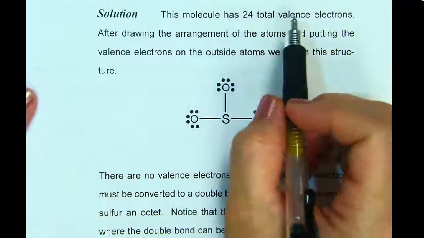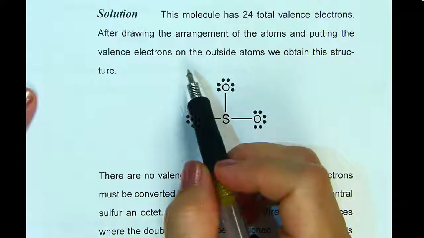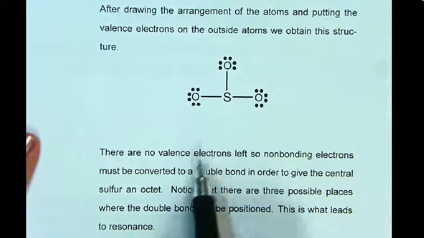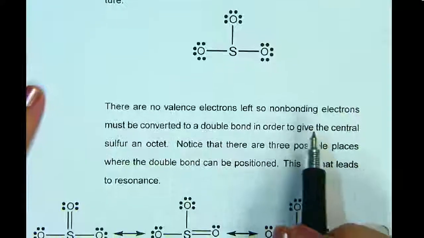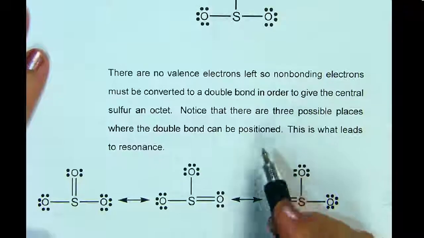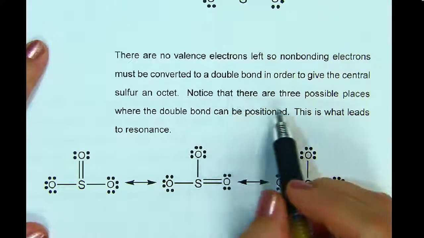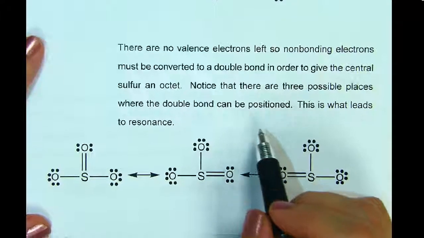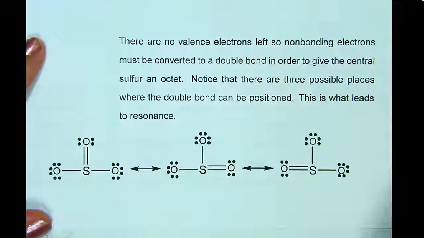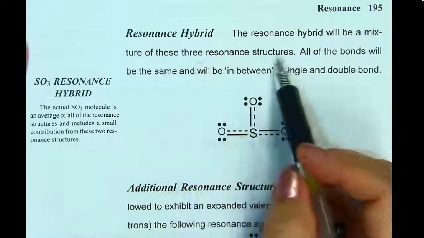So this molecule has 24 total valence electrons. After drawing the arrangement of the atoms and putting the valence electrons on the outside atoms, we obtain this structure here. There are no valence electrons left, so non-bonding electrons must be converted to a double bond to give the central sulfur an octet. Notice that there are 3 possible places where the double bond can be positioned, and this would lead to having resonance structures. So the resonance hybrid would be a mixture of these three resonance structures.